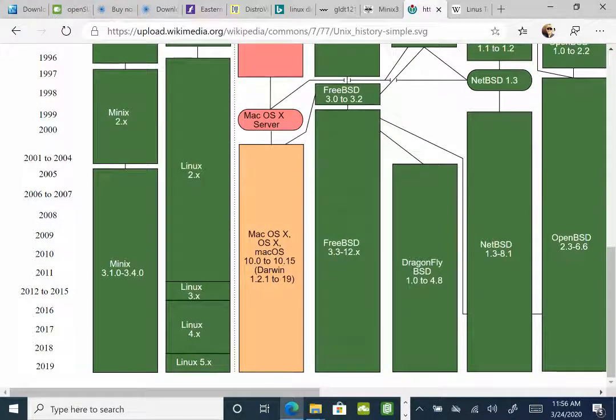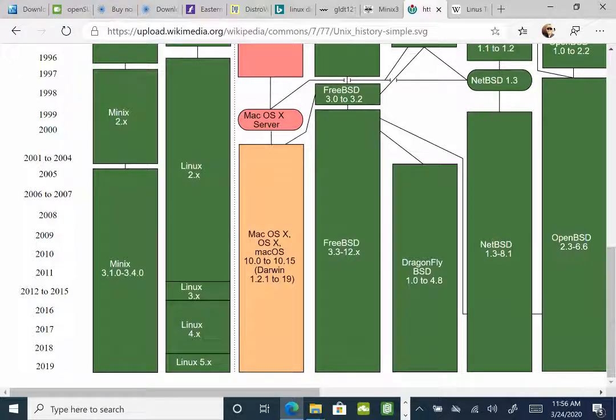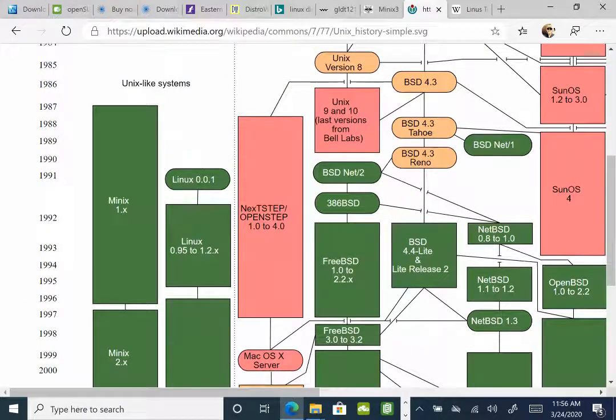And notice that Linux has got this really straight line, right? There's nothing else there, right? Just Linux. Well, that's not the whole story. What this is actually showing us, though, is that basically Linus pretty much took everything that he could from Unix.